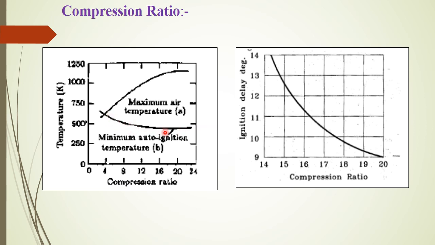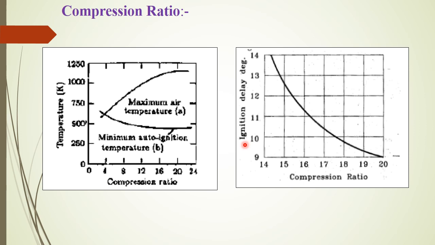Here also, as compression ratio increases, the delay period in terms of crank degrees reduces. So the increase in the compression temperature, as well as the decrease in the minimum auto-ignition temperature, decreases the delay period. So that is about the compression ratio.